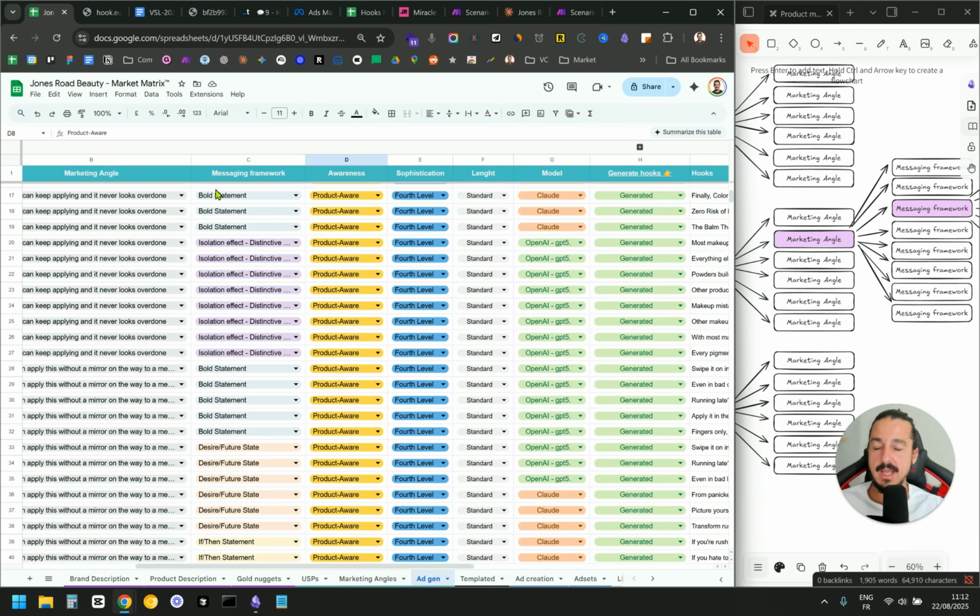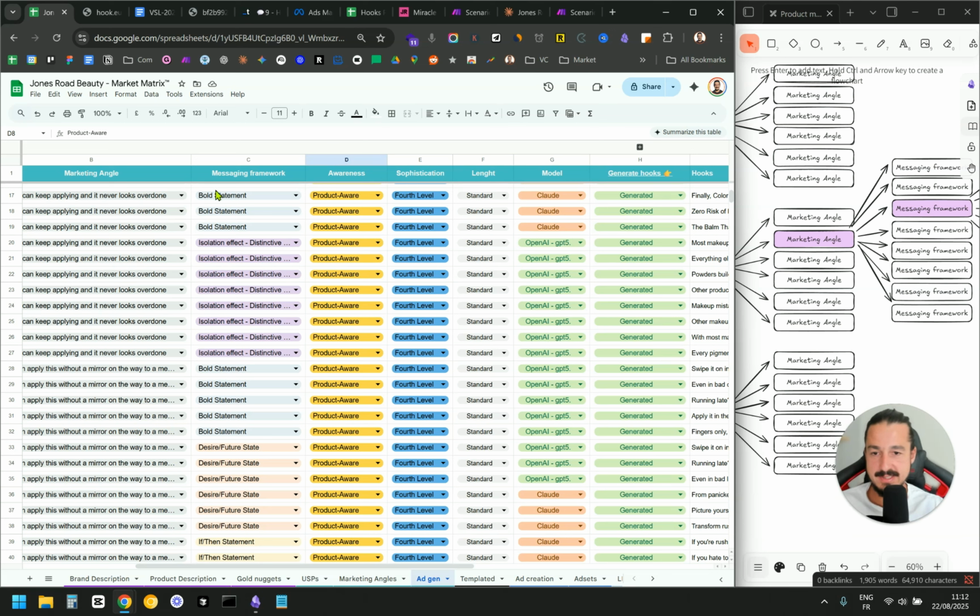We don't need them. We arrive at the most important piece of the system, where we are generating the hooks. As you can see here, on the left, I can pick the unique selling proposition I want. And then I can pick the marketing angle. So let's say this one: even in bad lighting or with shaky hands, you still can't mess it up. And then I have all the messaging frameworks that I was talking about. Those messaging frameworks are on the back end.